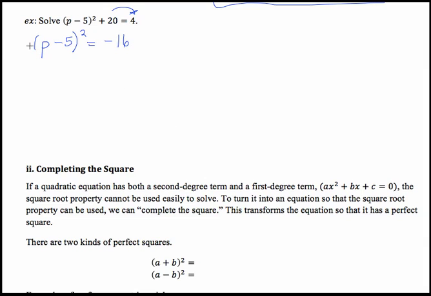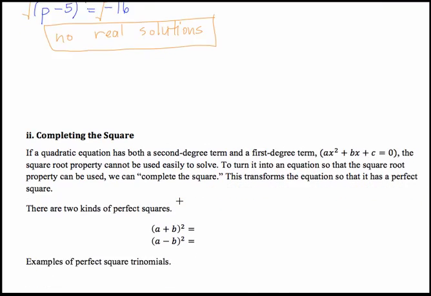Now, if you take the square root of both sides, you end up with square root of negative 16. Well, no number squared will equal negative 16. So that would take us into imaginary numbers. We're not going to go there yet. So that means there's actually no real solutions. If we have time at the end of the course, we may learn about imaginary numbers then.